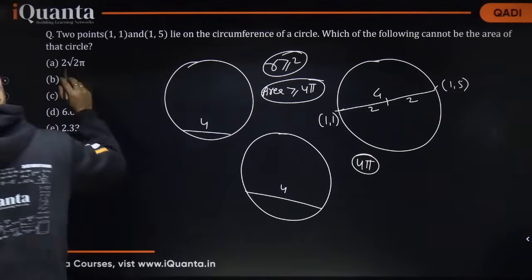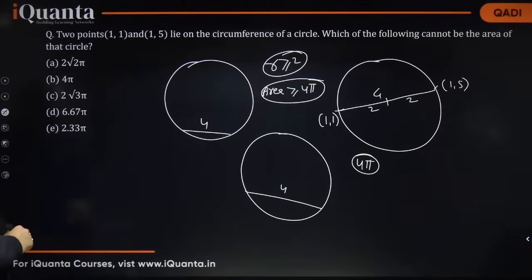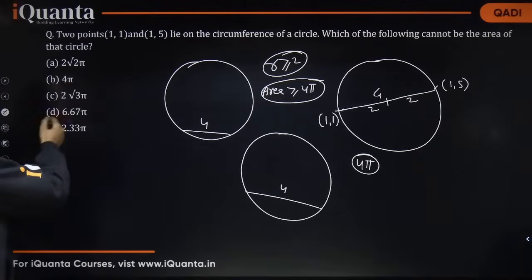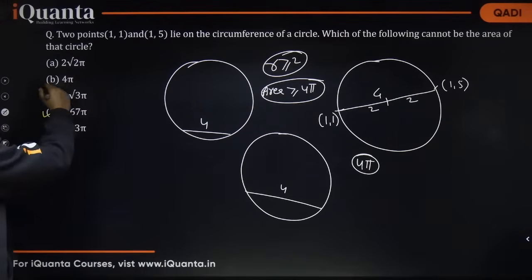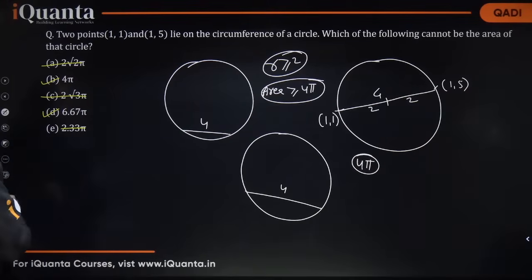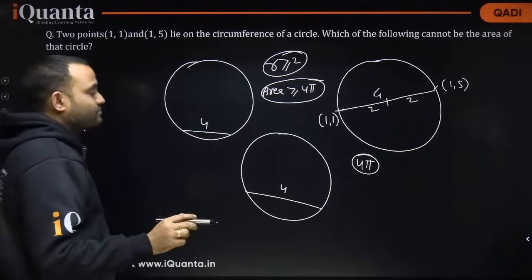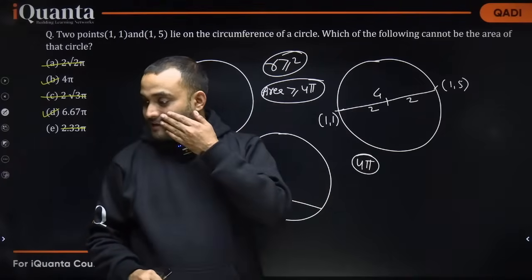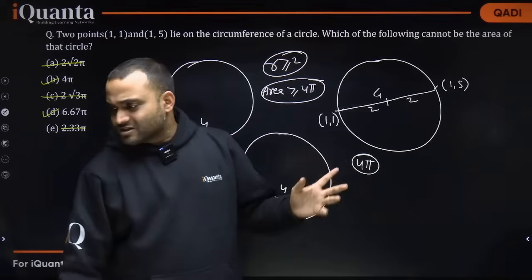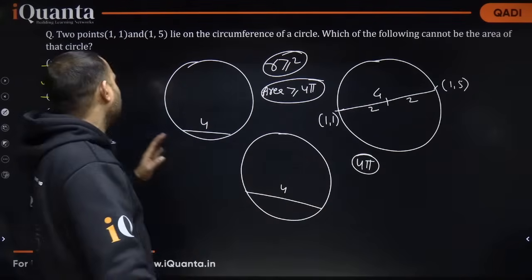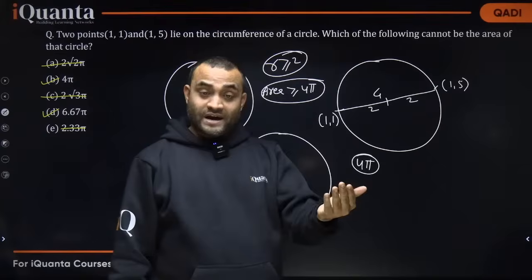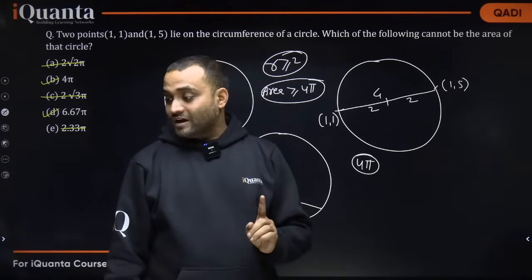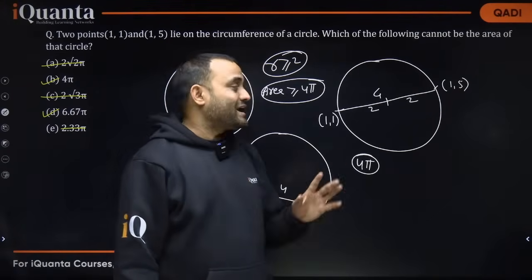So which of the following? I think the options should be different, because this is possible, this is possible, this is not possible, this is not possible, correct? So anyway, the concept is something like that, correct? All the values should have been greater than or equal to 4 pi except one value.